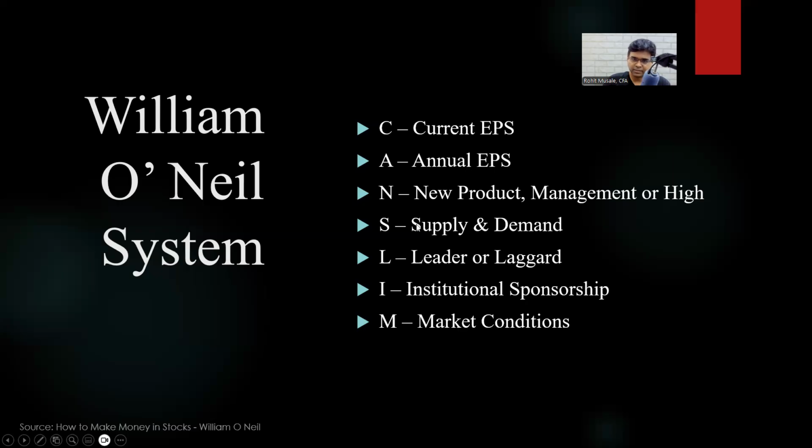Now let us come to S. S stands for supply and demand. So let me give you an example to understand. There is no hard and fast rule for this. That is why I don't give much weightage to this. But since it is a part of the CANSLIM criteria, let me explain what this is.